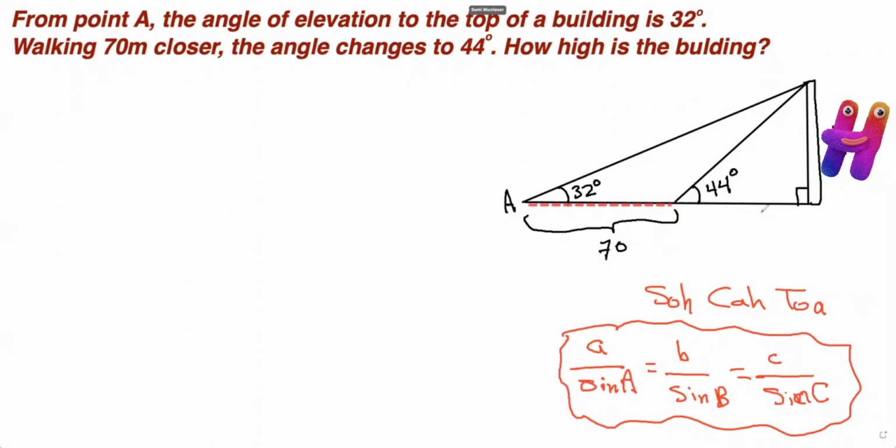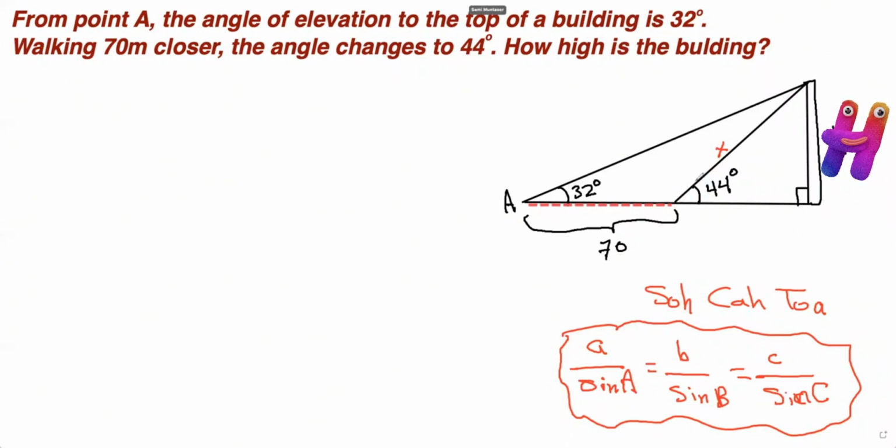To find the height, you need the length of a side in this smaller triangle right here. And to be able to do that, I'm going to use the sine law to find this. I'm going to call this X. So now let's find out what the angles inside this triangle are, the non-right angle triangle right here.